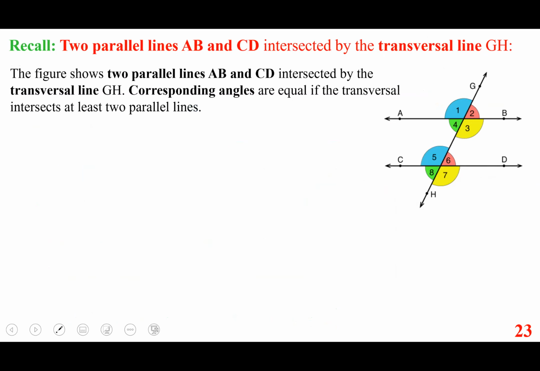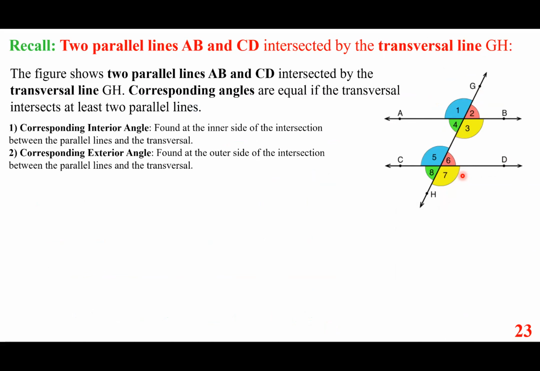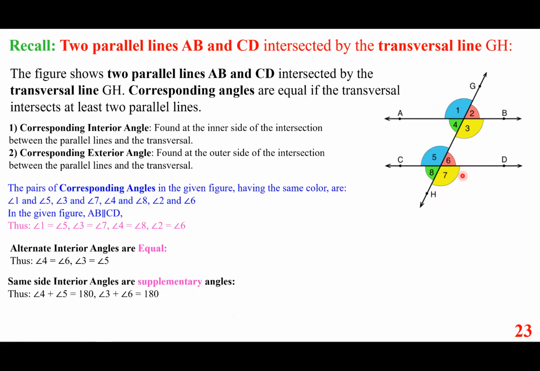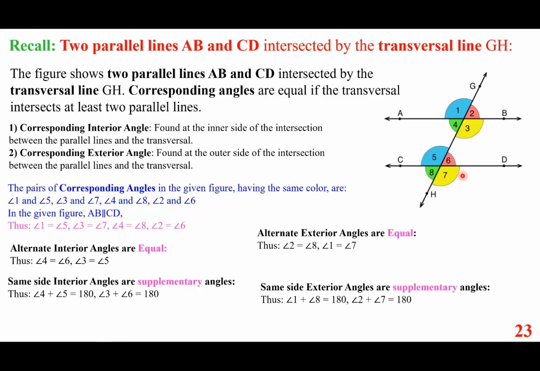We are practically done. I just wanted to remind you about 2 parallel lines and the creation of 8 angles. As you can see, the angles that have the same color are equal. They are called corresponding angles, or corresponding interior angles and exterior angles. They are called alternate interior angles that are equal. Same side interior angles are supplementary. Alternate exterior angles are equal. Same side exterior angles are supplementary.